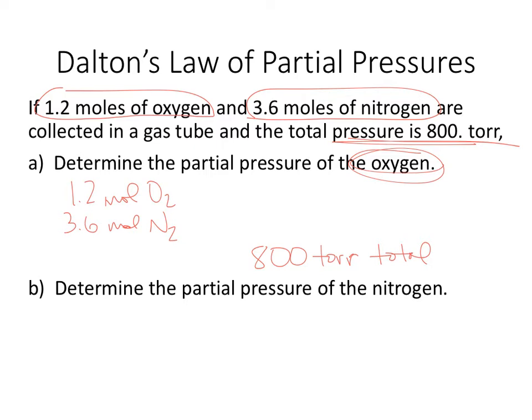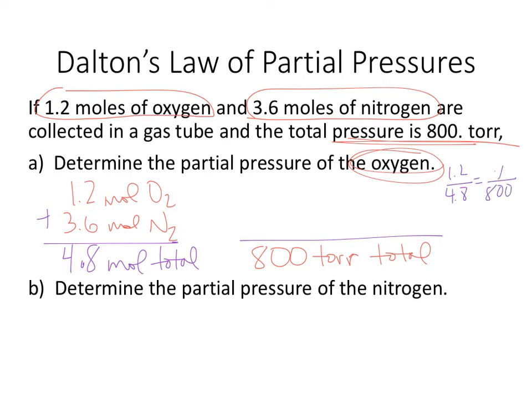Okay, so from this information I could tell the total number of moles. If I add these together, I end up with 4.8 moles total. And I know that I have 800 torr total, so essentially this is a proportion. If the oxygen is 1.2 out of 4.8, what will it be out of 800? So that's just a cross-multiply problem.